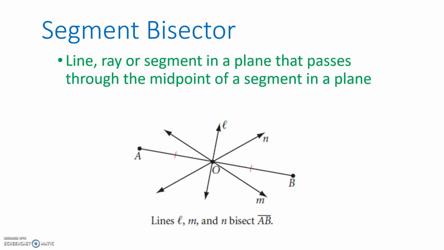So if I have this segment over here, which is AB, and if O is the midpoint, shown by these two tick marks here, then line L is a segment bisector because it passes through that midpoint. Line N is a segment bisector because it passes through the midpoint of segment AB, and line M is a segment bisector because it is a line that passes through the midpoint of segment AB.